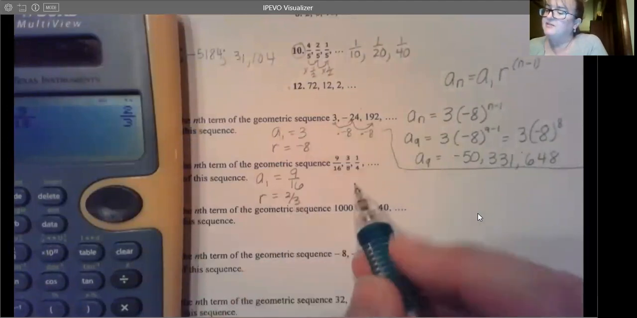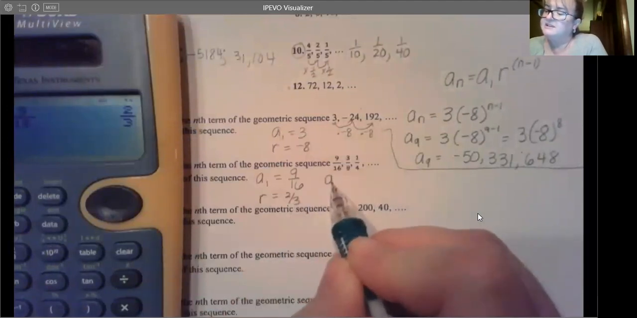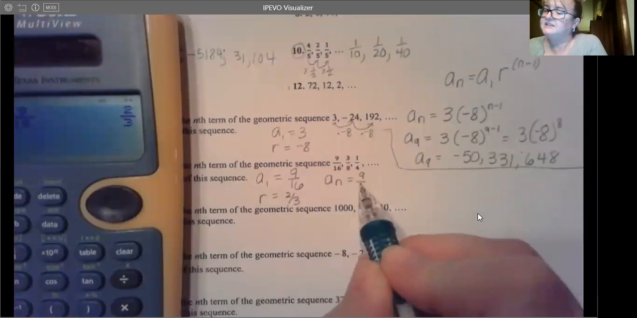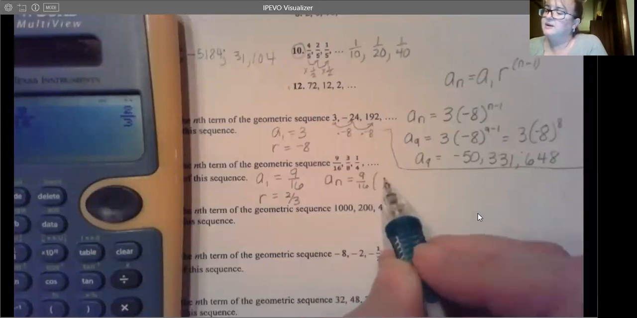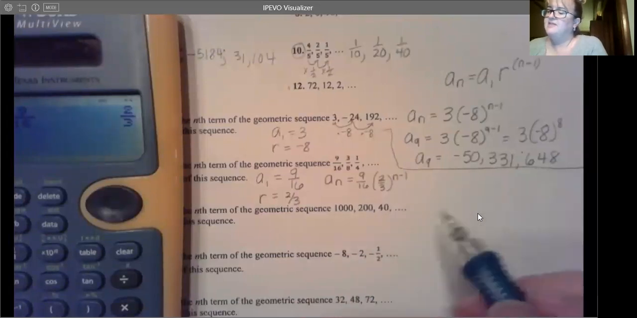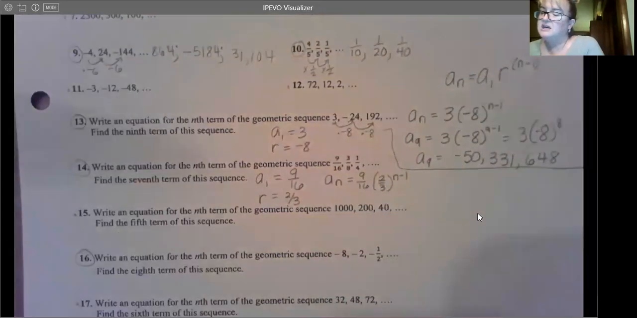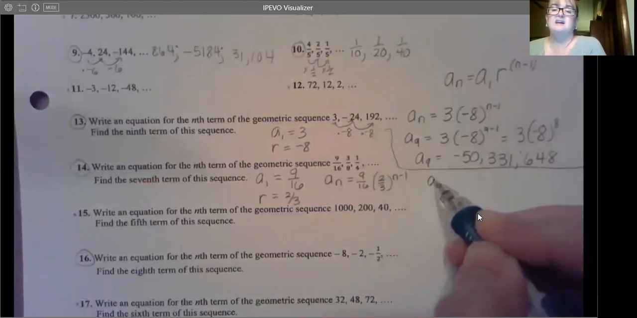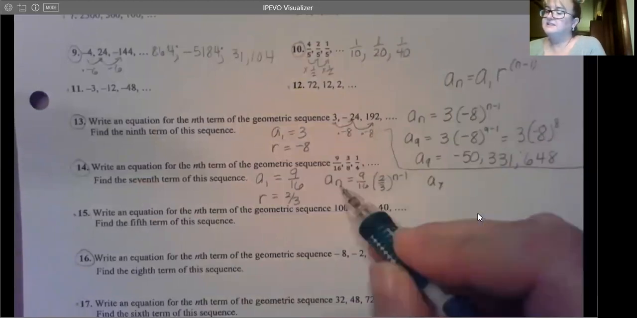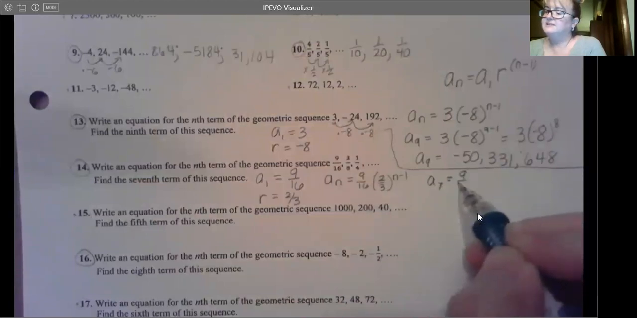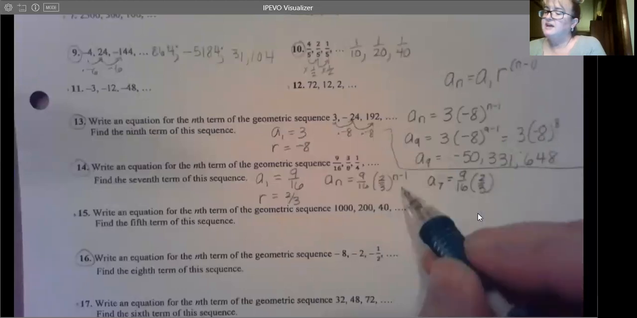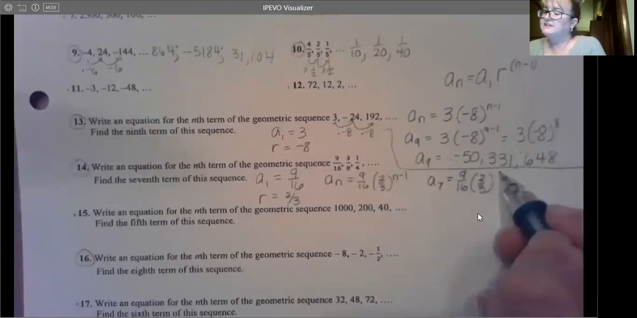So I need to put that in my formula. A sub n is equal to the first term, 9/16, times the ratio, 2/3, to the n minus 1 power. And then it asks us to find the 7th term. So we're looking for A sub 7. That's the 7th term, 9/16 times 2/3. N is 7 minus 1 is 6.